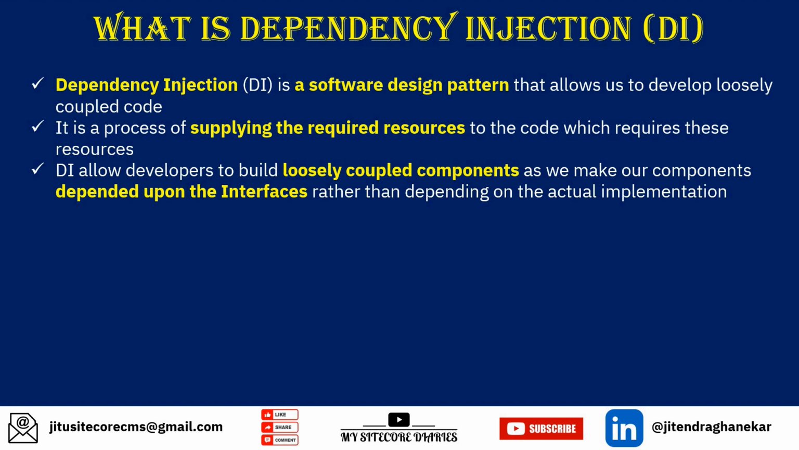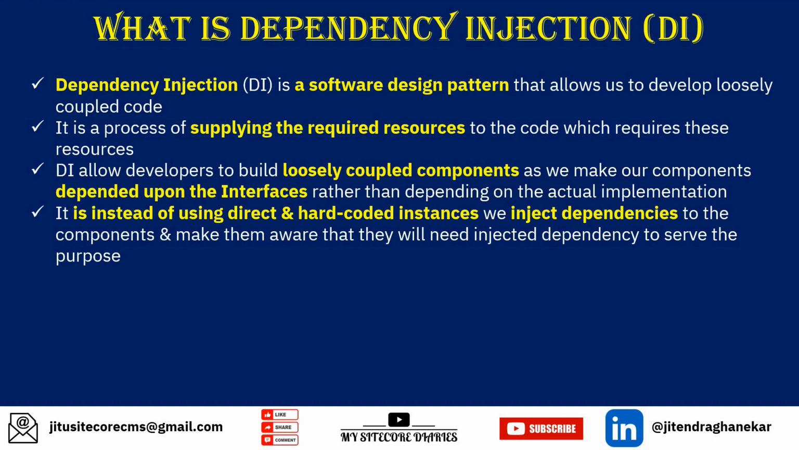In DI, we use the interfaces. And you must be knowing what is an interface, right? There is no implementation in the interface. So what we are doing is we are making the code depend on the interface, where there is no concrete implementation, rather than depending on the actual implementation. This is how it makes the loosely coupled component. When we see the example, you will understand this. Instead of using direct hard-coded instances, we inject the dependencies to the component and make them aware that they will need an injected dependency to serve the purpose.